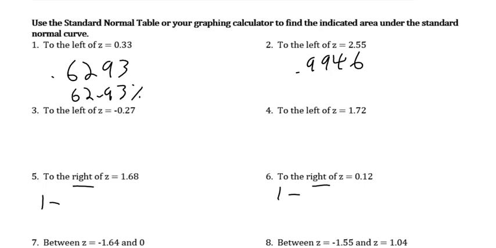Notice here we have a negative number. So you're going to go down the left side to negative 0.2 and go over 8 columns to negative 0.27, and get 0.3936. Next, 1.72: go down the left side to 1.7, go over 3 columns to 1.72, and you're going to have 0.9573.